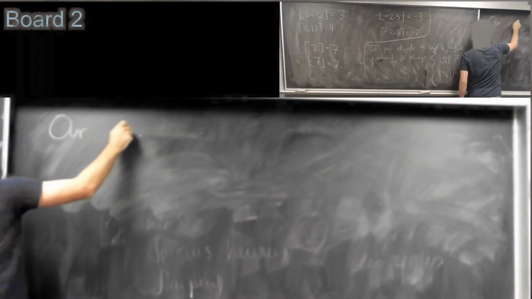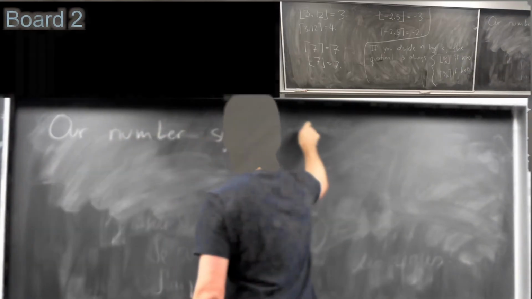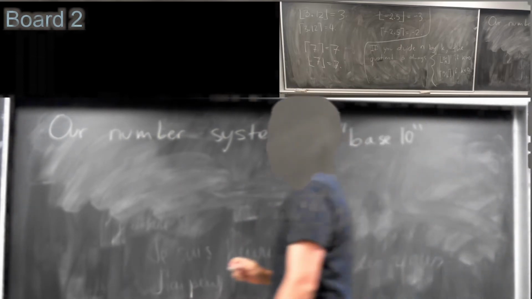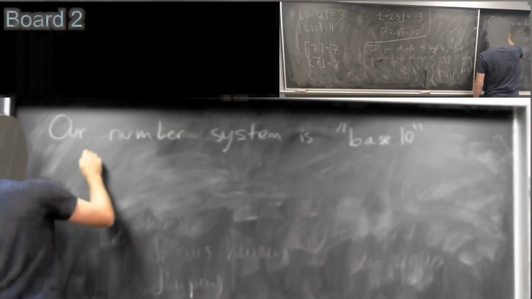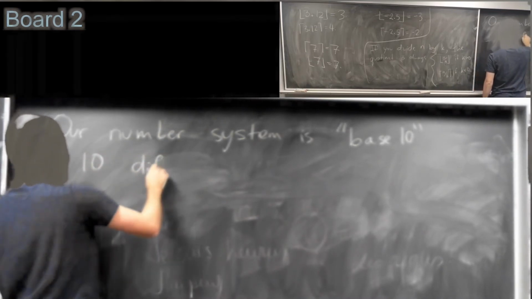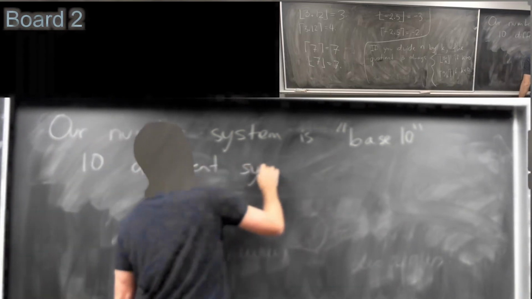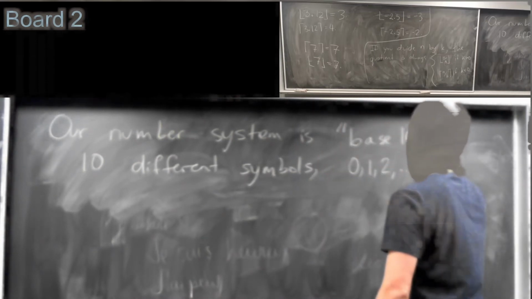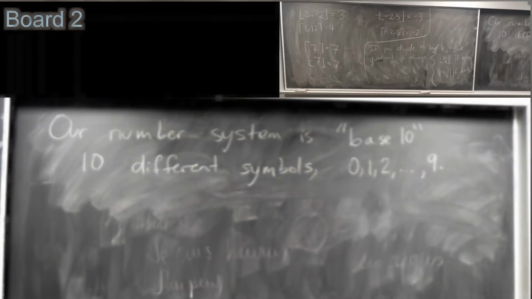Okay, so what I want to talk about now is changing bases. What do I mean by that? Here's a fact: the number system that we use all the time is base 10. In other words, there are 10 different symbols: 0, 1, 2, up to 9. That's what it means to be base 10. We use 10 different symbols to create numbers.